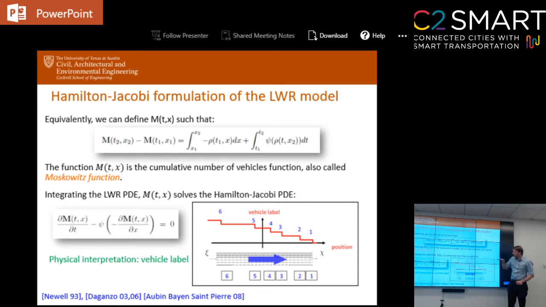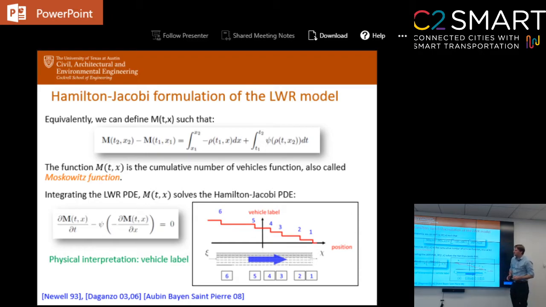So this function is technically a discontinuous function because the vehicles keep changing over space. However, if you assume that you're looking at things from a distance, it appears almost continuous because you can make an approximation that the flows are continuous. If you make that approximation, then you can now re-express the LWR model with this Hamilton-Jacobi equation.